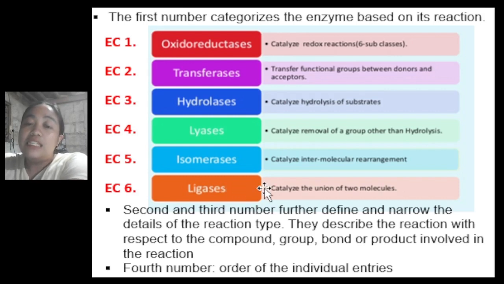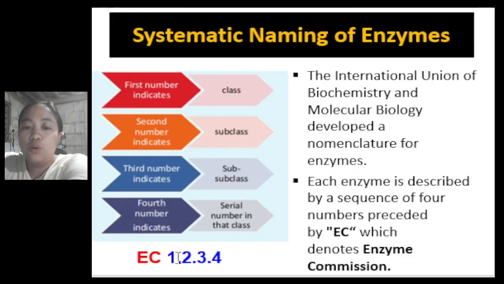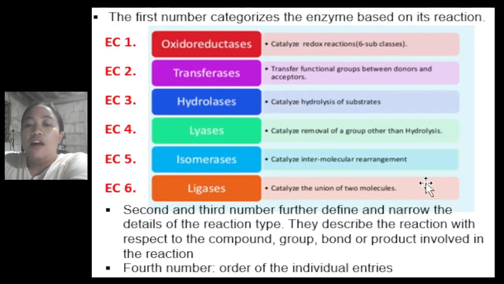We will discuss this in detail on the next slides. Okay? And then the second and third number in this code further define and narrow the details of the reaction type. They describe the reaction with respect to the compound, group, bond, or product involved in the reaction. And the fourth number will give us the order of the individual entries.